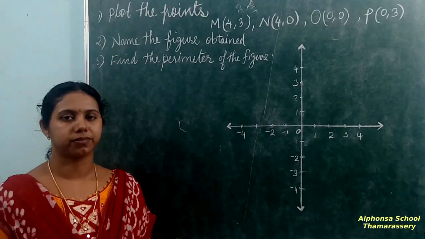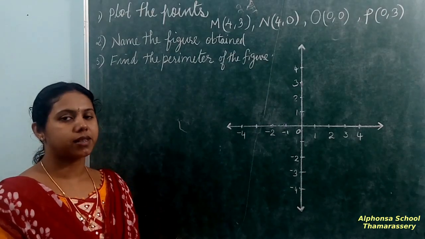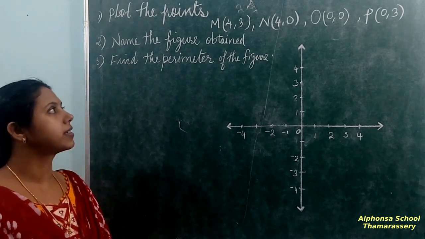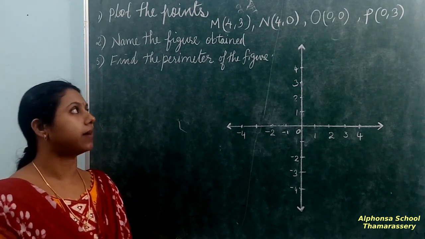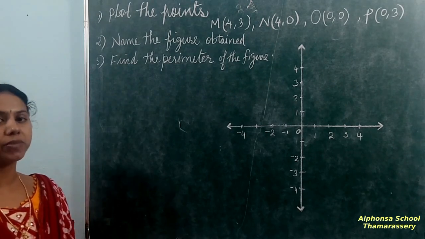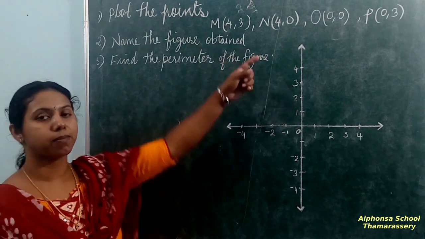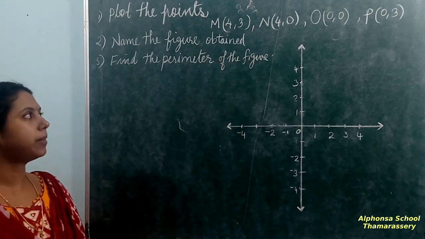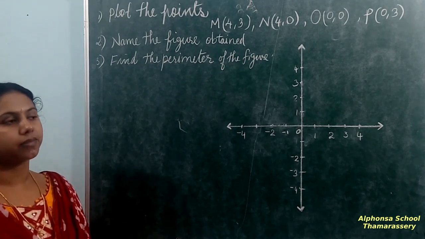Dear children, in the previous section we saw how to plot points on the Cartesian plane. In this section we will discuss some problems. See the question: plot the points M, N, O, P. Name the figure obtained by joining these points. Find the perimeter of the figure.